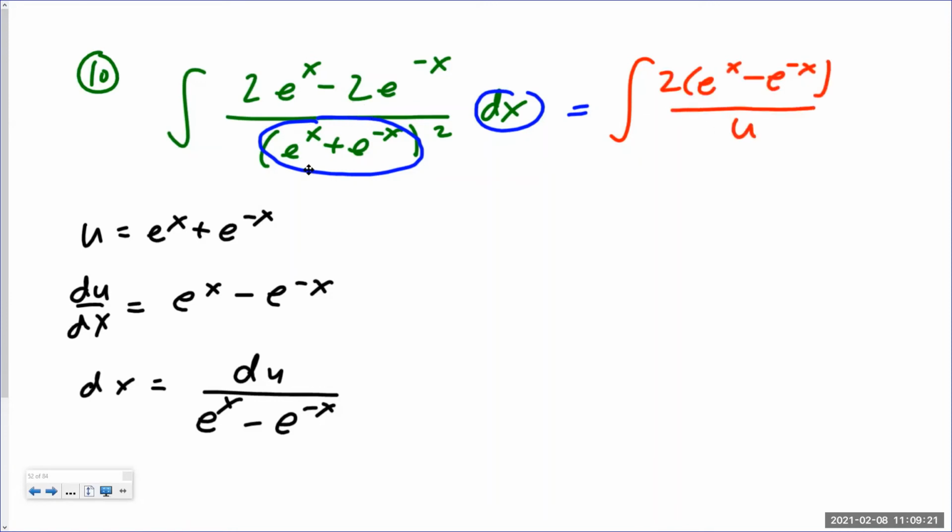Everybody good with that? This is a u. Oops, not u. It's u squared. Is everybody good with that? I leave the top. This is a u, so I have u squared. Okay, the dx has to be replaced because I circled it. So the dx is actually du over e to the x minus e to the negative x.